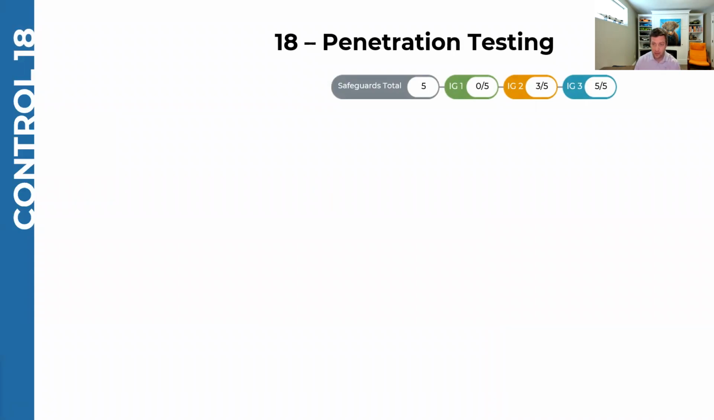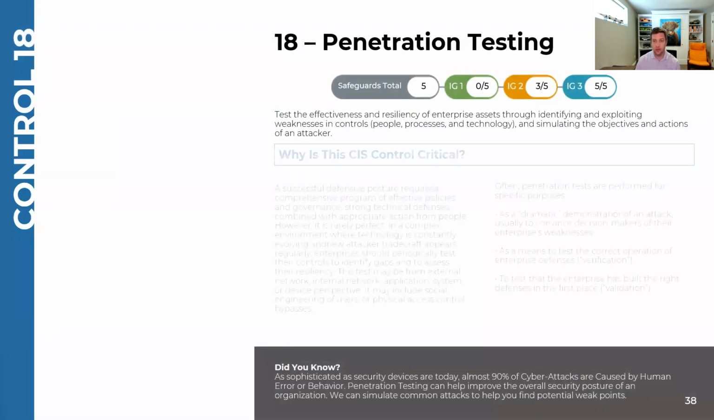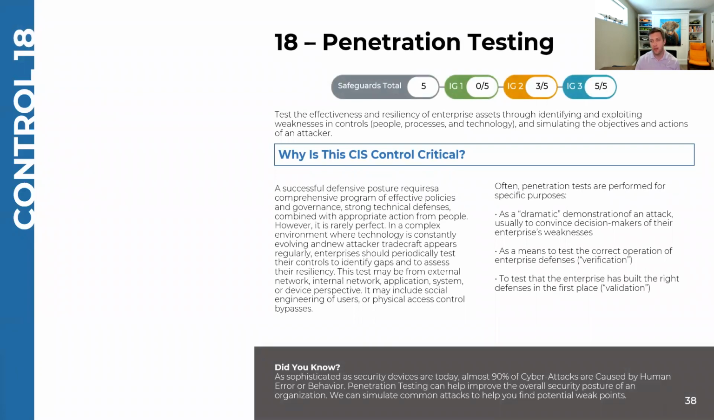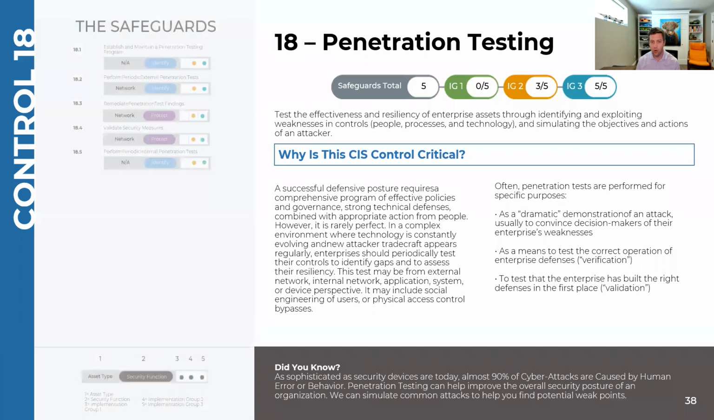Number 18, again, 0 out of 5 in implementation group 1, penetration testing. So penetration testing is using tools and processes and systems to simulate an attack on your network, looking for vulnerabilities, looking for open ports, trying to find your way into the network with the mindset of an attacker. Now, of course, the goal with this is to find those weak spots in your network before they get exploited, so that you can work to close them.